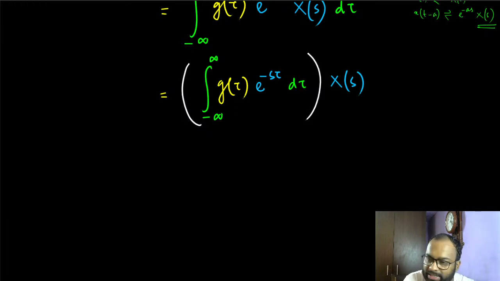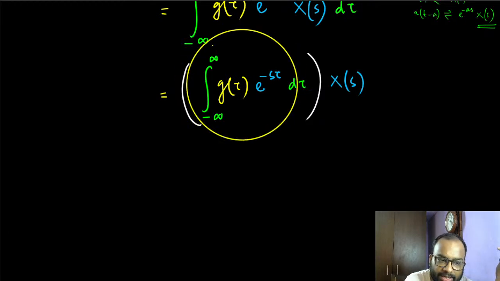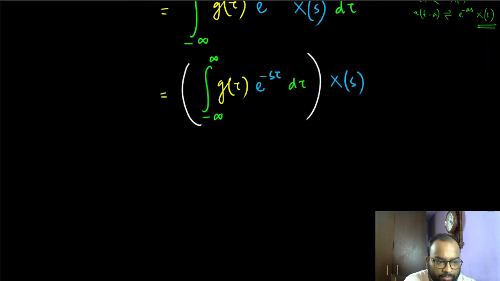So we can just replace tau with t in this integration, and we would get the definition of the Laplace transform. So this is nothing but the Laplace transform of g(t), and as such this is G(s). And of course we had X(s) outside, so let's just write it.